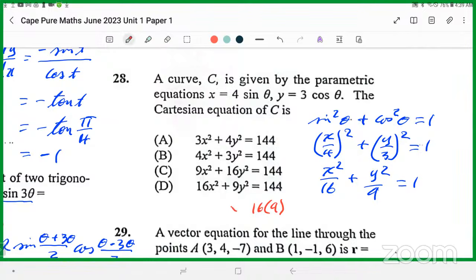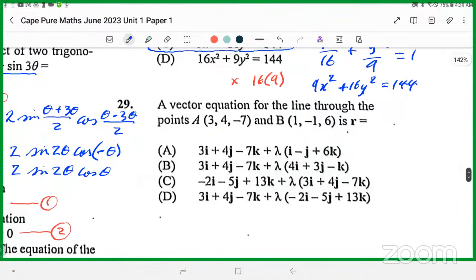Which is 144. When I do that, this becomes 9x squared, because the 16 cancels, so I get 9x squared. This becomes 16y squared because the 9 cancels, so I get plus 16y squared. And this becomes 144. That's what you're looking for. 9x squared, 16y squared, 144. That is it. All right. That is that. Next one.